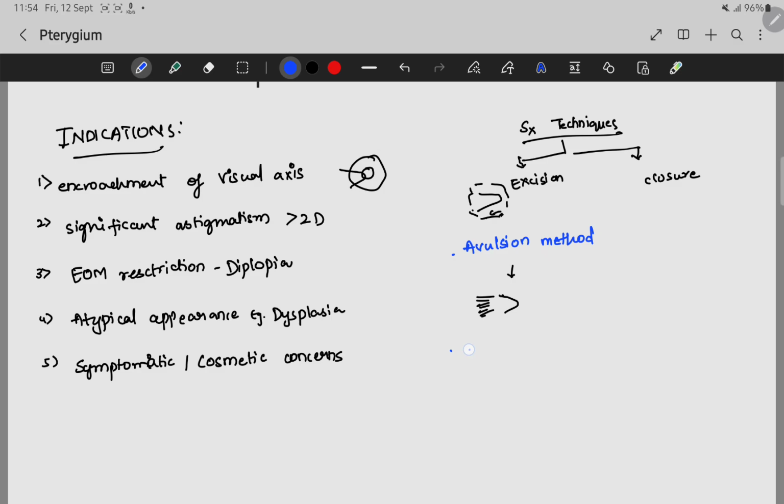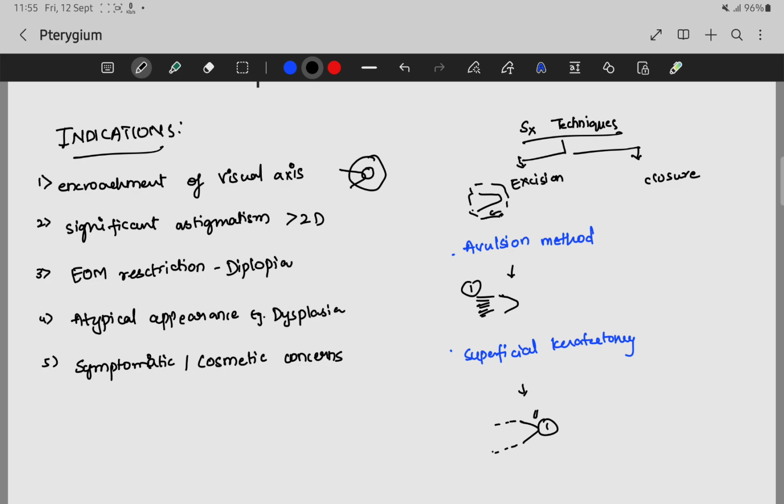Another is superficial keratectomy. This is the opposite one. Dissection starts from the head of the pterygium, and it is slowly done with the help of a keratome, and then the body and all is removed. So here the body is first removed in avulsion, and here the head is first removed. This is the superficial keratectomy method, and the cornea is smoother in superficial keratectomy.